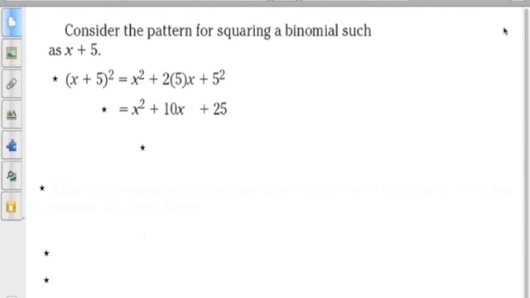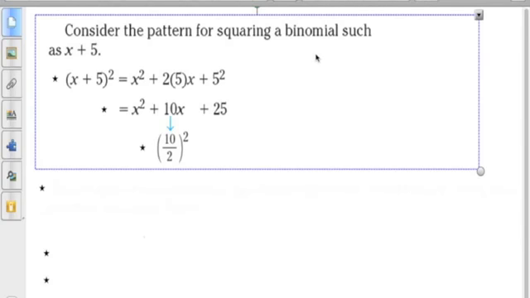Now the question is, how are we going to find 25 by just looking at 10? Let's analyze this problem. Consider the coefficient of 10x. Remember, the coefficient is the number before the variable. So the coefficient of 10x is 10. What do we do with 10?